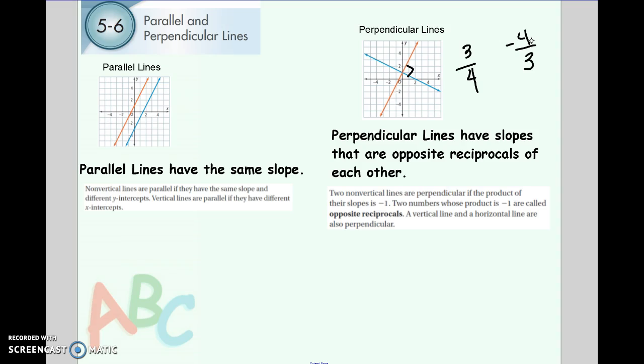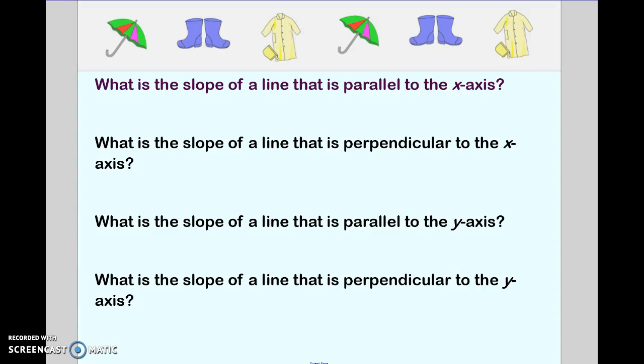If your slope was -2, a perpendicular line slope would be +1/2. So let's look at these questions.